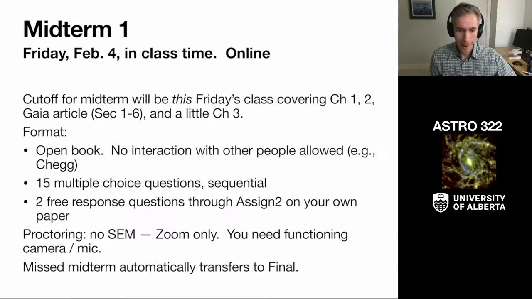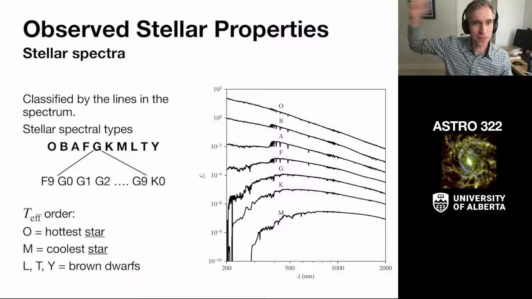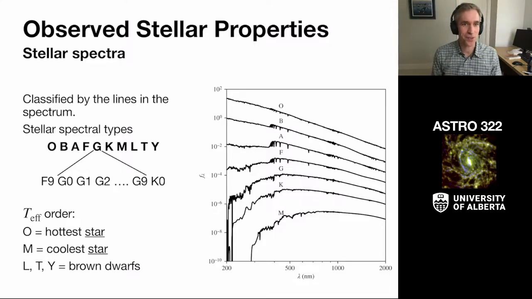Okay, I'm moving on. Last time we talked about stellar spectral classes. We went over OBAFGKM, and then I tacked on LTY, because this is actual stuff here in the galaxy, where we have to pay attention to brown dwarfs, and so I want to put those in.